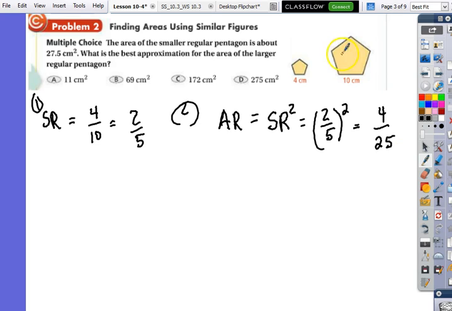So step 3 is setting up your proportion. You have to use the right ratio to set up the proportion. If I'm working with perimeters, I'll use a PR. If I'm working with areas, I'll use an AR. And then later on in chapter 12, we'll be working with volume, and we have to be able to find the VR. But that's just foreshadowing. All right, so what was my area ratio? 4 over 25. And now, that means that for every 4 units of area the smaller figure has, the larger figure is going to have 25 square units of area. So what was the area of the small one?